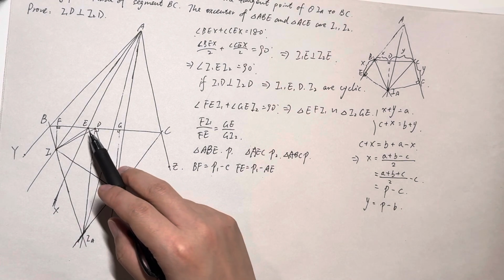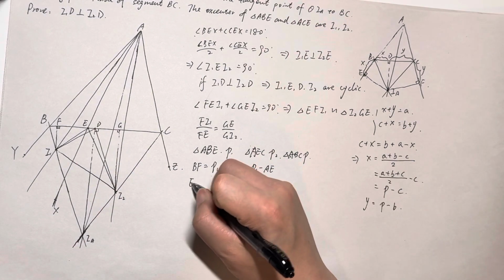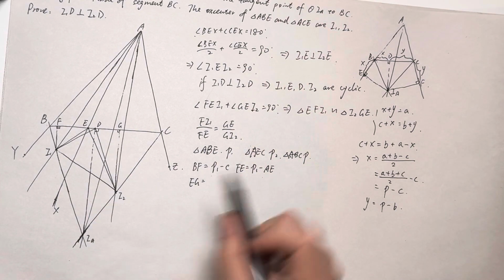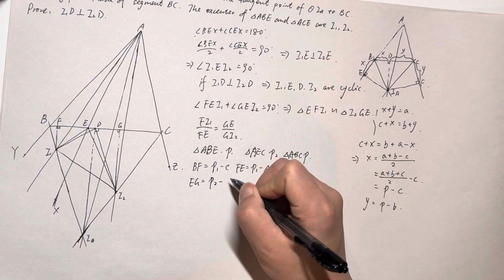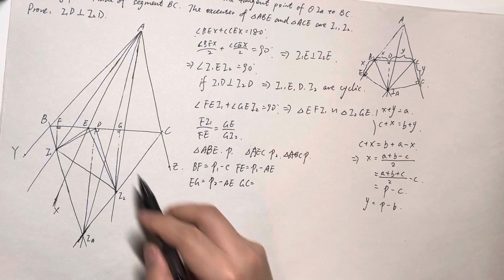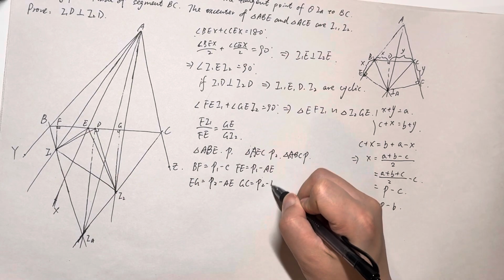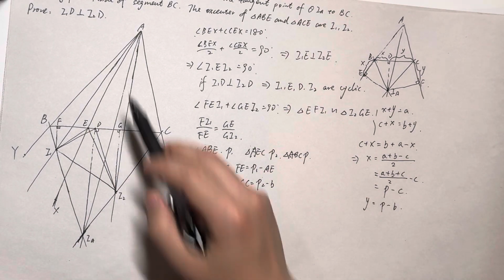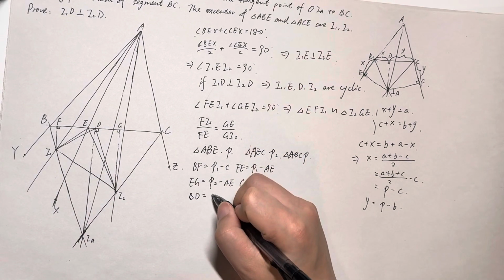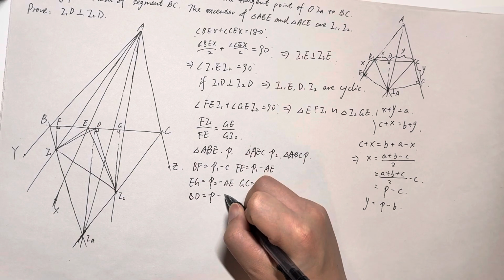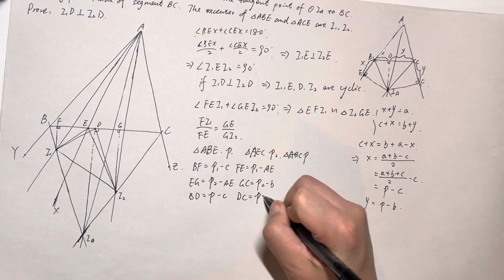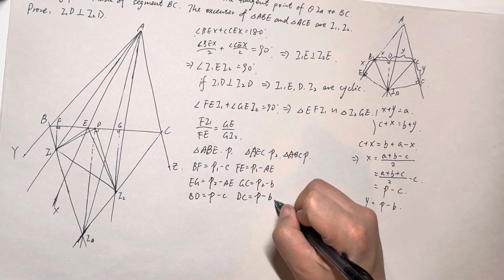And FE is P1 minus AE, right? And EG equals P2 minus AE. GC equals P2 minus B. And for the triangle ABC, we have BD equals P minus C, right? And DC equals P minus B.